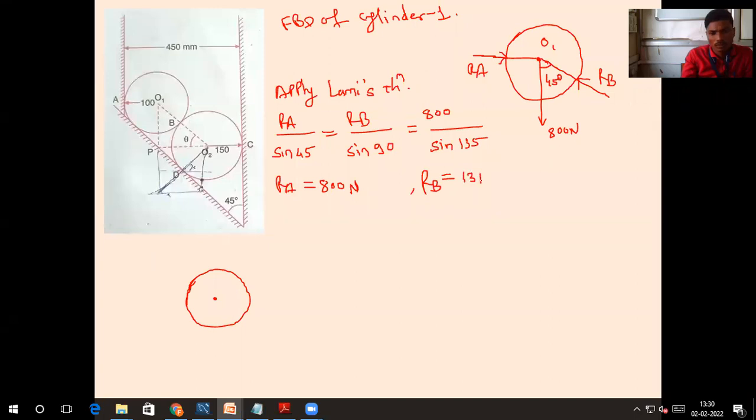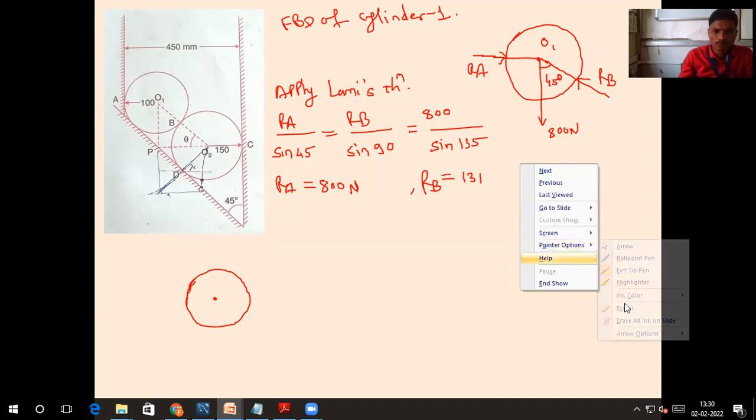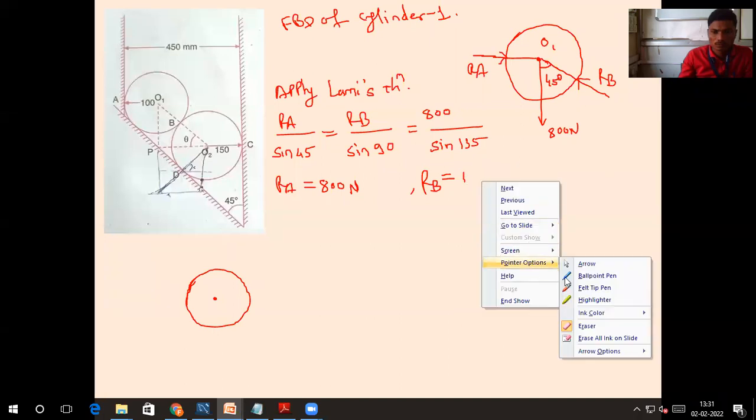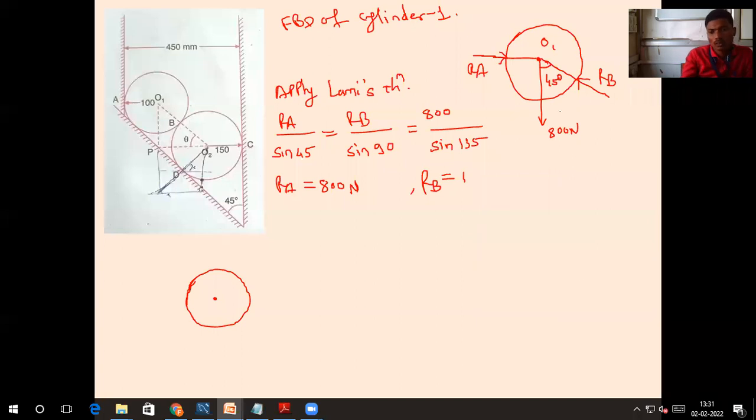1131.37. Okay. So these two we got, RA and RB.